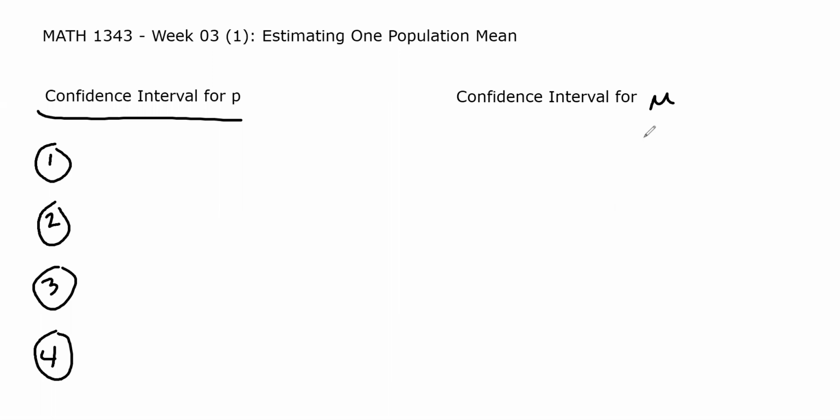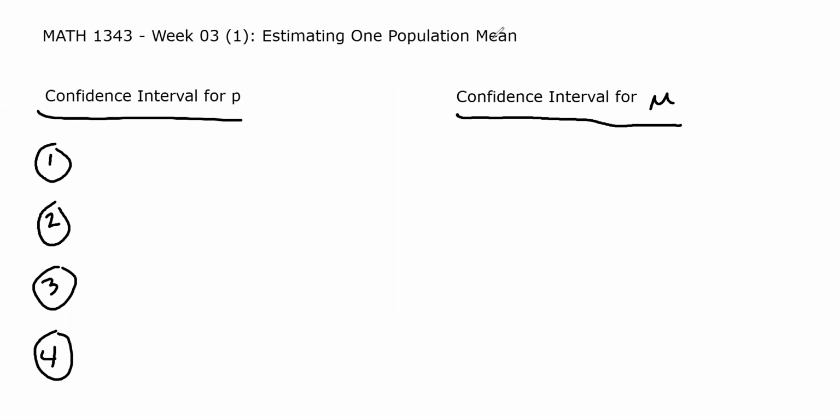What I would like to do in this video is quickly review the four steps for building a confidence interval for P and show you how those steps are similar and different to building a confidence interval for mu, a population mean.